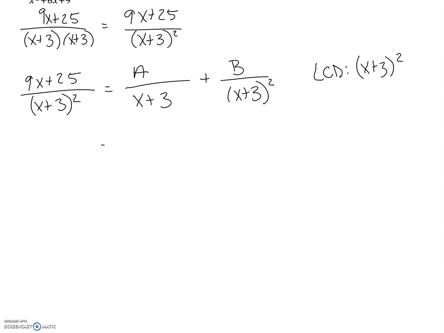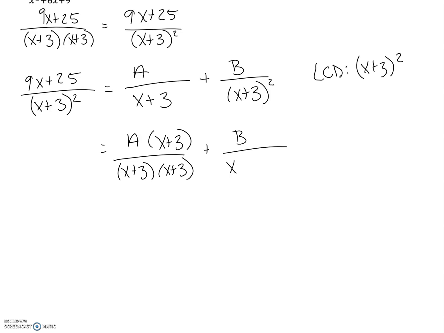So for my first fraction, it has one of the x plus 3's, but it needs the other. So that has to go on top and bottom. But my second fraction with the b on top already has the x plus 3 squared. So I don't need to change anything about that second fraction. And I also don't need to change what's on the other side of the equal sign.